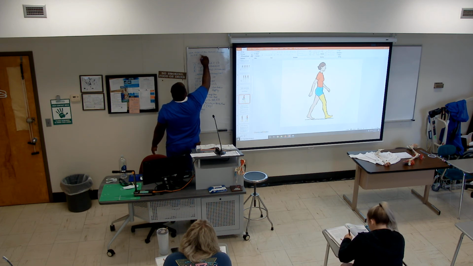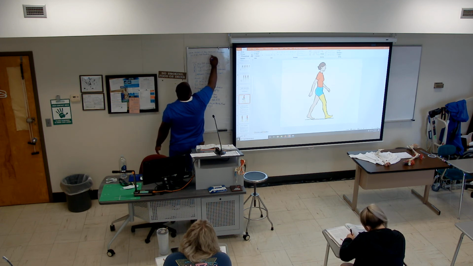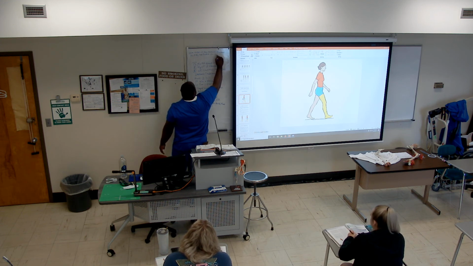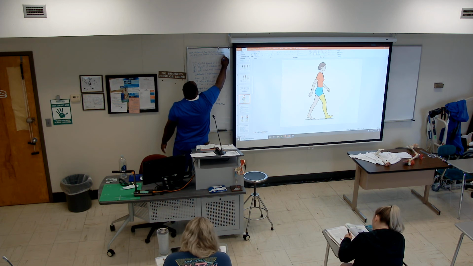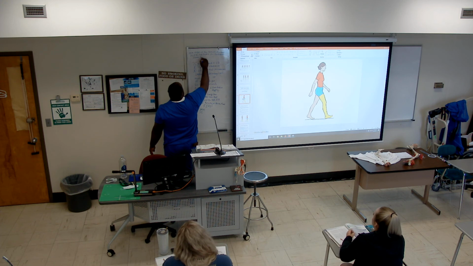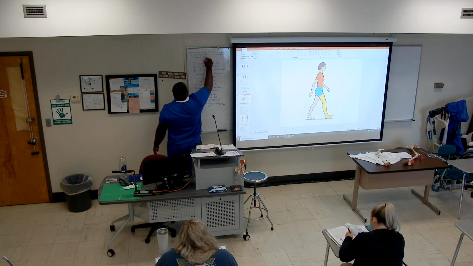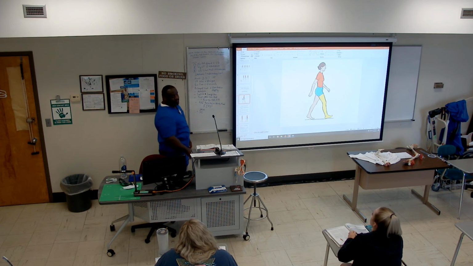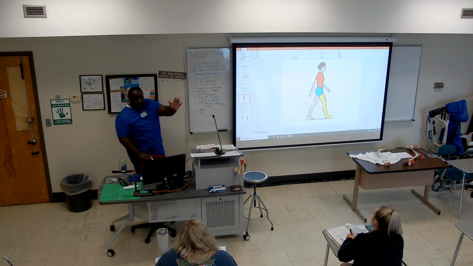Then I go to active range of motion, gravity eliminated, resistance in that same plane. Then I go to gravity eliminated, range of motion. Then I start to add resistance with gravity eliminated. Isometrics, then isotonics, eccentric, and then isotonic, concentric. That's the progression. That's the way you want to think about your progression.